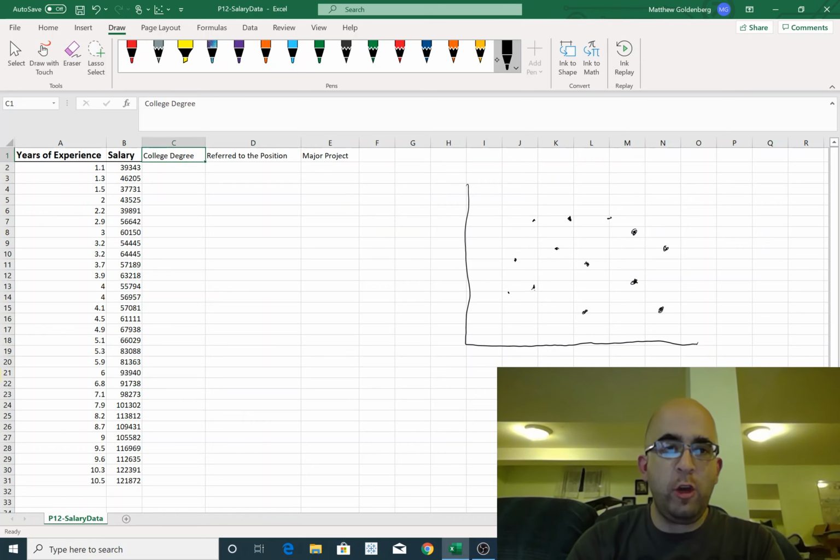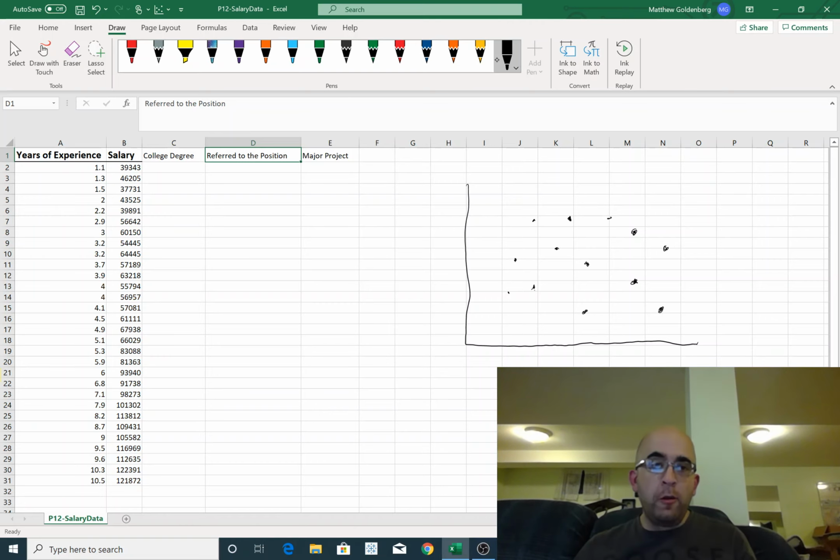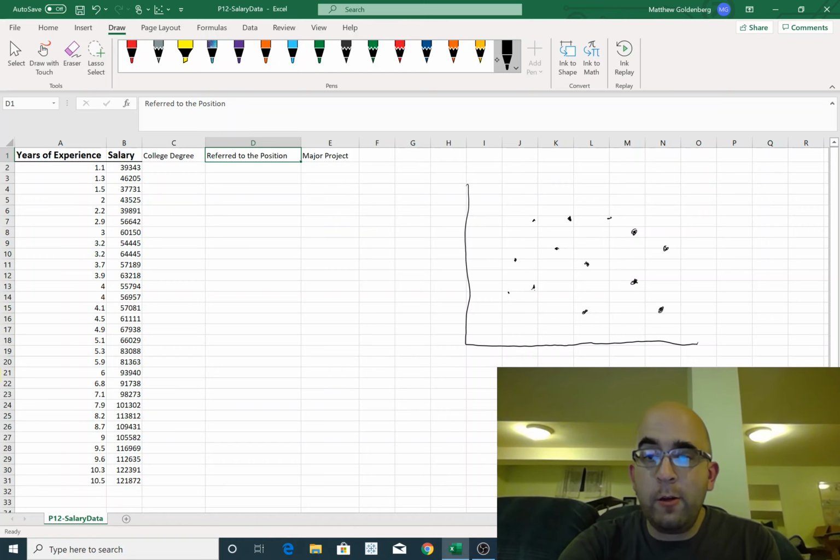And so as a manager, I'm making that decision based on all the different possible variables. Even college degree might be involved, referred to the position by another person might be involved in my decision making as an HR sort of manager. But I might just say, I'm only concerned about years of experience and a salary. And I want to know, is there a relationship that I can use to inform my decision making? Or is there not? And so I've drawn what this data might look like, years of experience and salary.